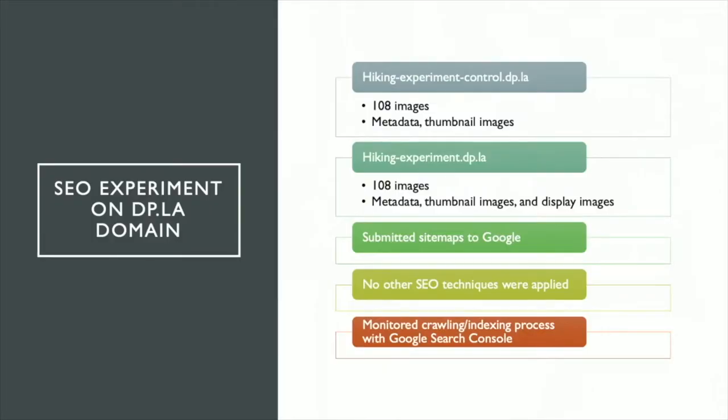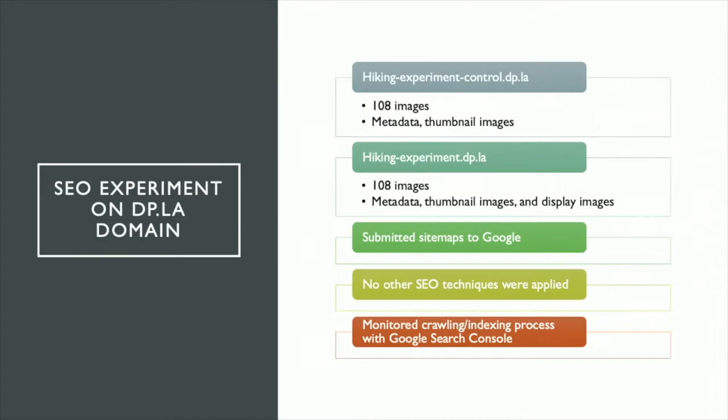Next slide. We set up two domains with identical software on them. Hiking experiment control.dpla was a very generic interface, and hiking experiment.dpla also a very generic interface, but with the enhancement of actually having that full frame image that Kenning talked about. And we brought a very small number of images into this because they're actually Kenning's vacation photos, because he put his skin in the game, which I think shows a lot of commitment.